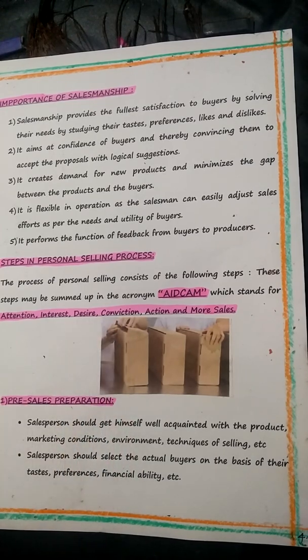First step. What are the 7 steps, children? Let me tell you. First is the pre-sales preparation. Before we approach, we have to do the preparation. Second one is prospecting, that means nothing but pre-approach. Third one is approaching. Fourth is presentation. Fifth is convincing. Sixth is closing the sale. And seventh one is after-sale follow-up.